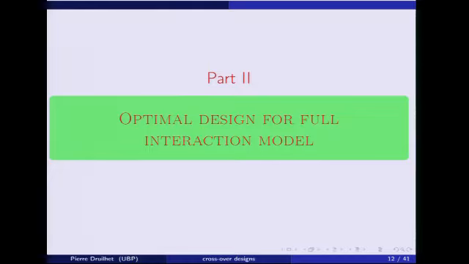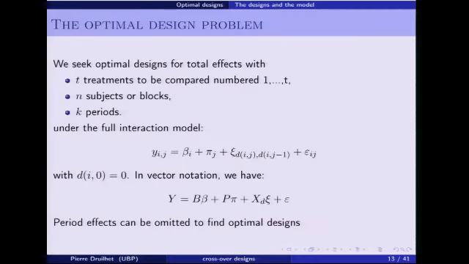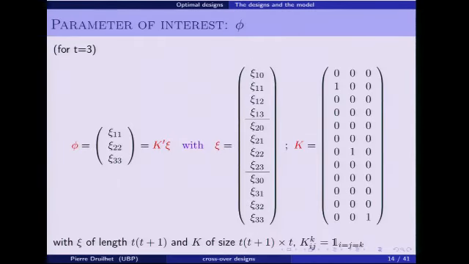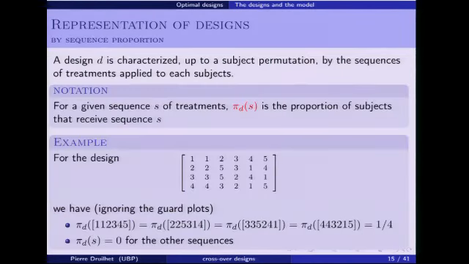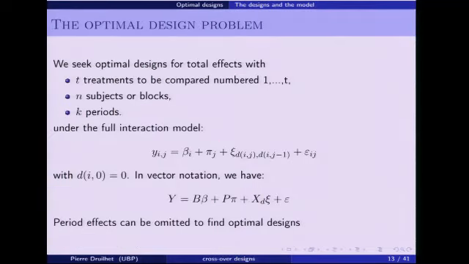So now I will speak about optimal design for this kind of model. The problem is the following. We have T treatments, numbered 1 to T, N subjects, and K periods. And we have the full interaction model here, the same as before.